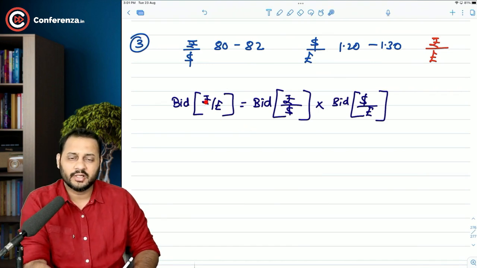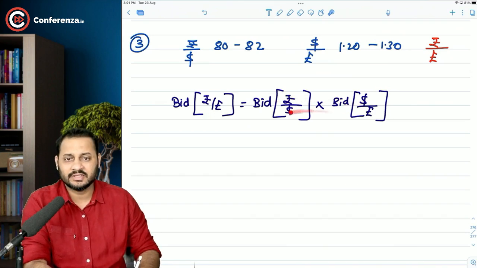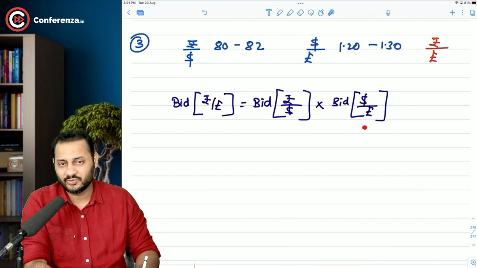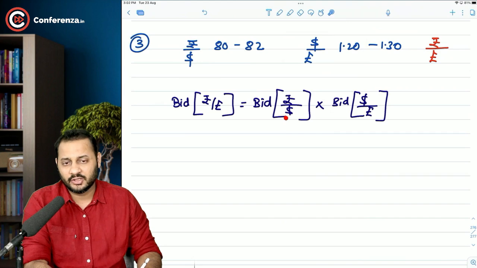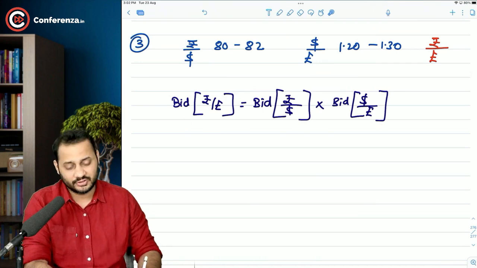Rupees is in the numerator, that means rupees is the price currency. Here in this equation also rupees is the price currency. Pound is the base currency, and in this equation also pound is the base currency. And the other currency, which is the common one, that is dollar, is the base currency in one quote and the price currency in the other quote. So all the conditions are satisfied. But if we need the bid rate, we have to take the bid of everything. If we need the ask rate, we have to take the ask of everything.